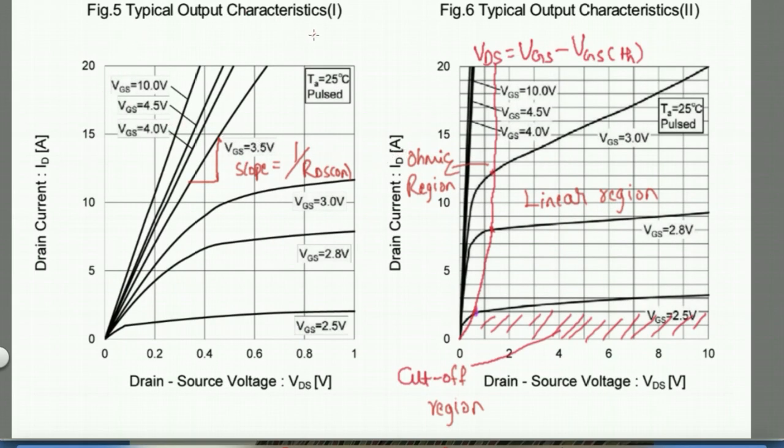Figure 5 provides the typical output characteristics. Here the drain current is on the y-axis and the drain source voltage is on the x-axis. The inverse of the slope of these plots gives the RDS(on). This graph can also be used to determine the different regions of operation of the MOSFET, such as the cutoff region, linear region and ohmic region. The region towards the right of this line is the linear region, and towards the left is the ohmic region, and the region below gate source voltage of 1.75 volt will be the cutoff region.